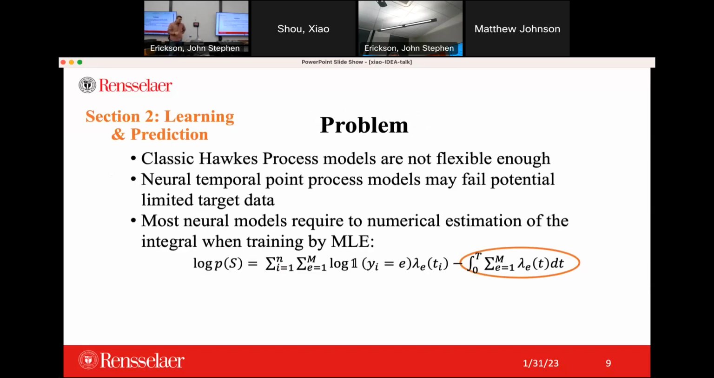Okay, so let's look at the first problem, the learning problem. The classic Hawkes process is not flexible enough to capture complex dependency. And then maybe you don't have enough data to train a neural network for a point process model. You may have a very small amount of data. And maybe you have to numerically estimate that term, the integral term. These are the problems.